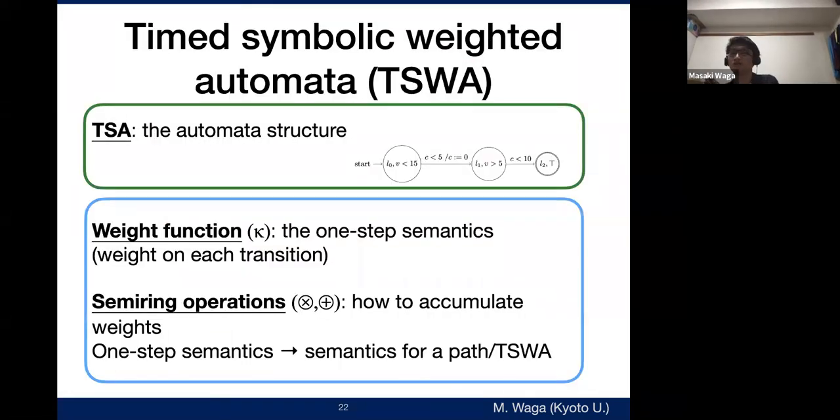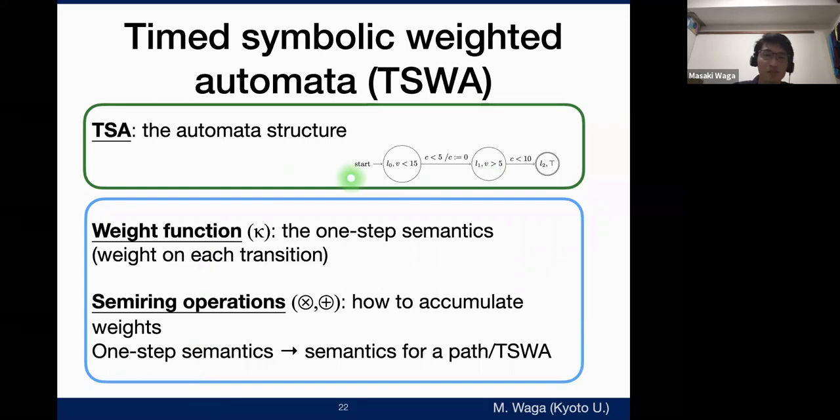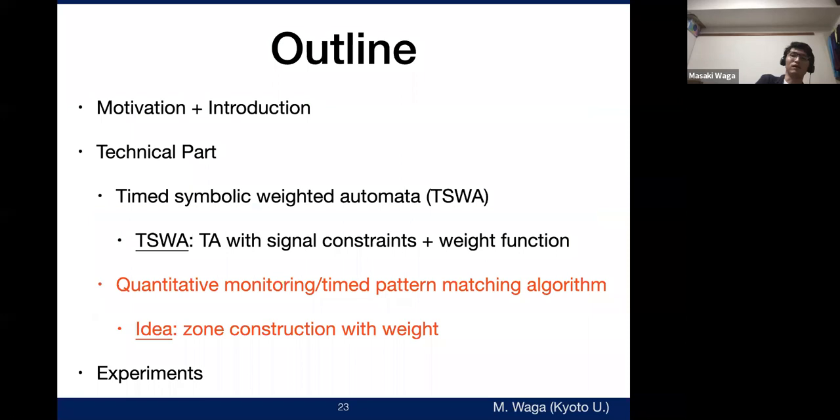So in summary, for our formalism, the automaton structure is defined by this timed symbolic automaton, and the weight for each transition is defined by this weight function plus the observation, and we accumulate these weights over paths and over all the possible paths by this ⊕ and ⊗ operators of the Semiring. So this weight function defines something like one-step semantics for the transitions, but it is accumulated by these two Semiring operators. So this is the formalism part.